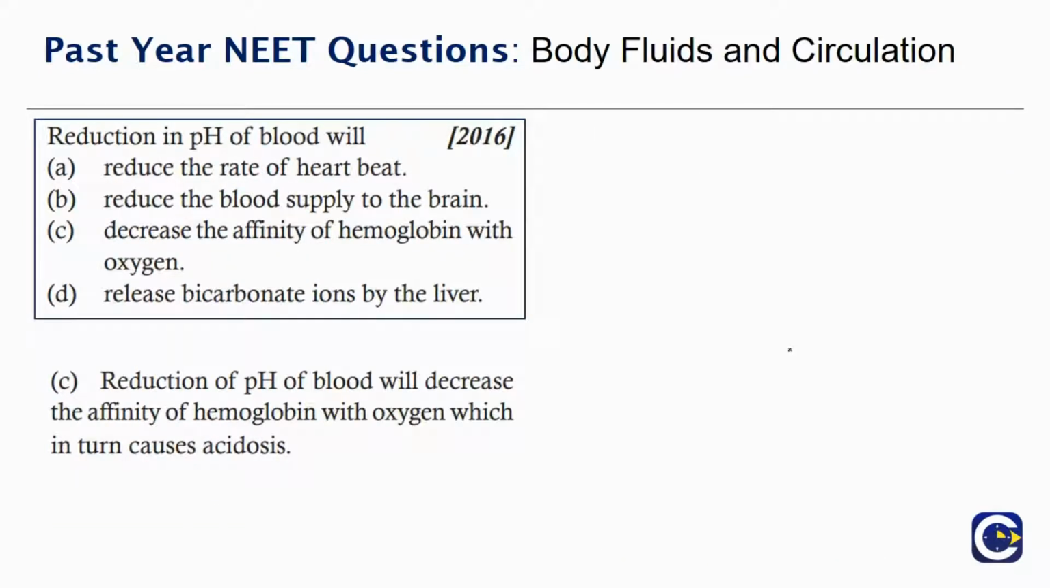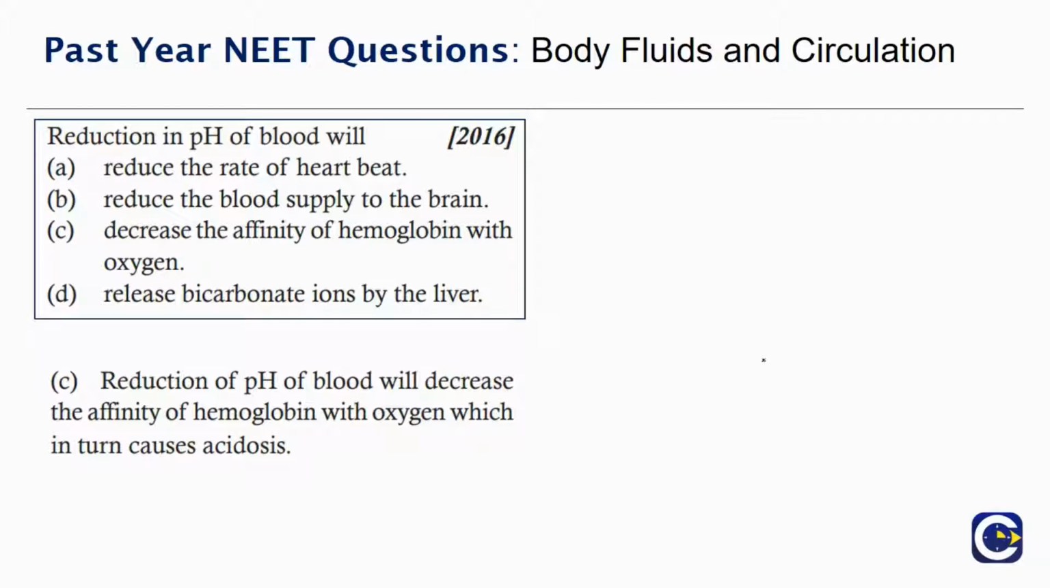So the next question is: reduction of pH in blood will, option A, reduce the rate of the heartbeat, option B, reduce the blood supply of the brain, option C, decrease the affinity of hemoglobin with the oxygen, option D, release bicarbonate ions by the liver.